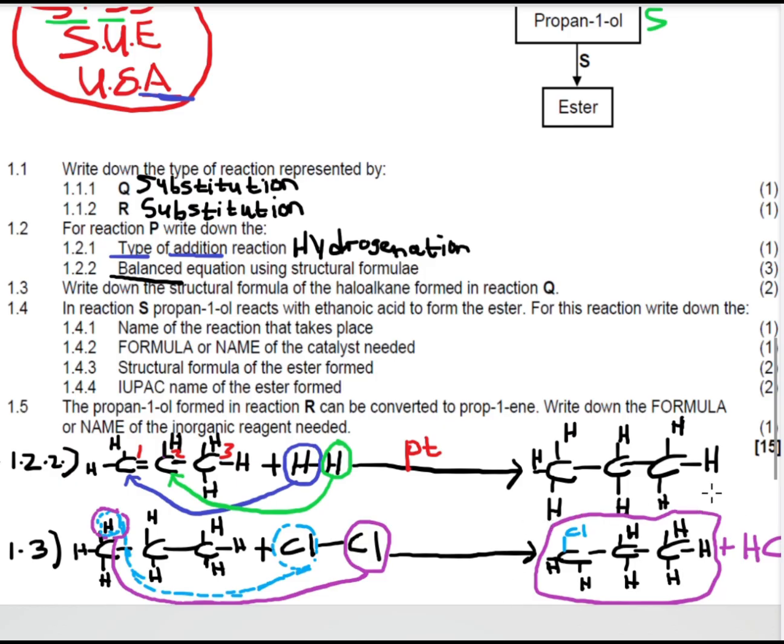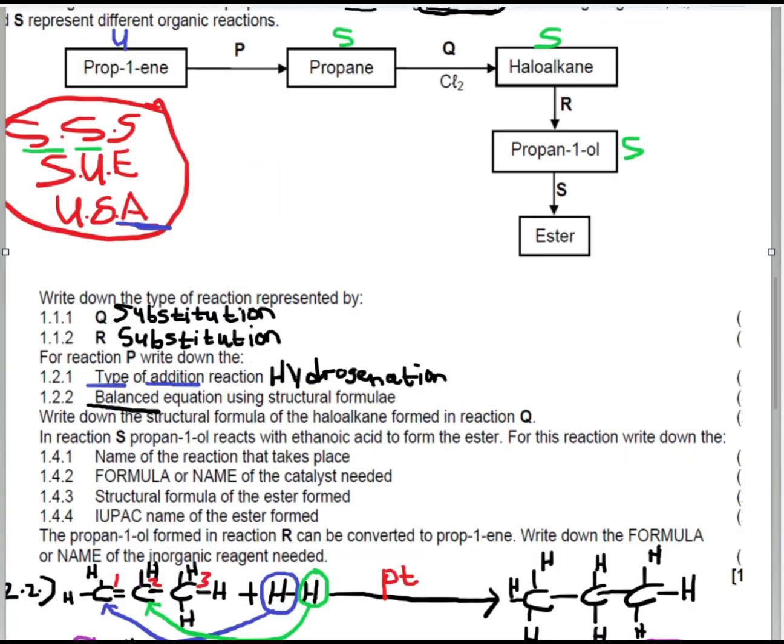So we have formed that haloalkane. This is the haloalkane that we have, and the IUPAC name of that haloalkane we know is going to be 1-chloropropane. Now let's go to question 1.4. We are done with question 1.3. We have our 2 marks.